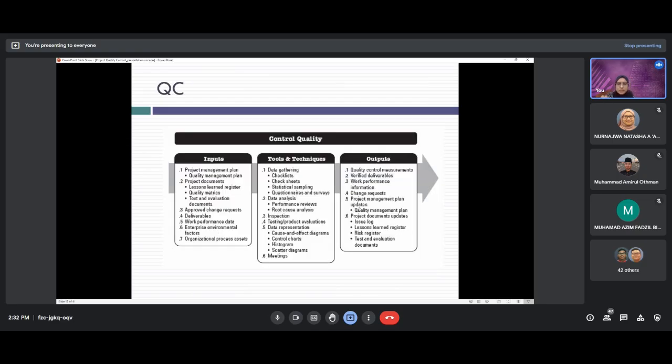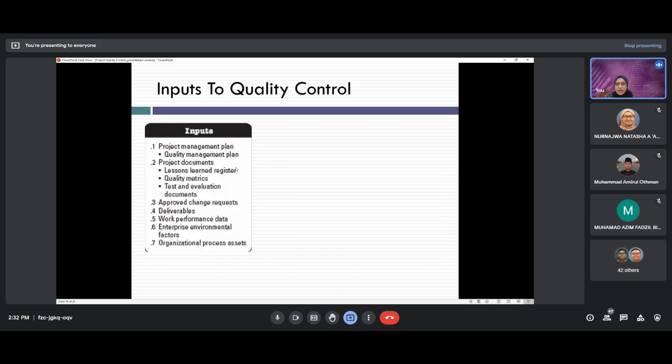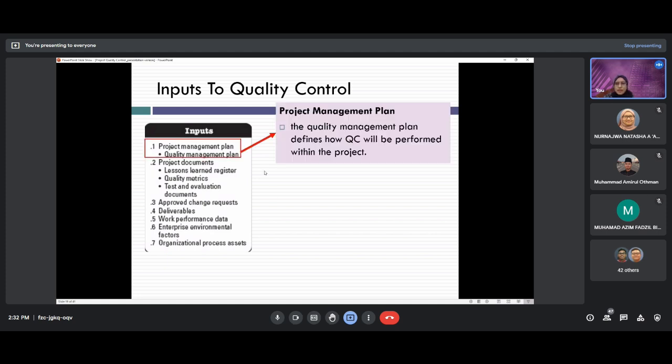So I extract the quality control. Let's look at the input, tools, and output. Input first. What do we need in the input? The first one is the project management plan. The project management plan actually defines how quality control will be performed within the project. So you need to have this quality management plan, which you have done in the quality plan. You need this as an input to your quality control process.